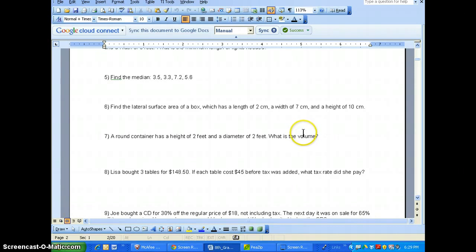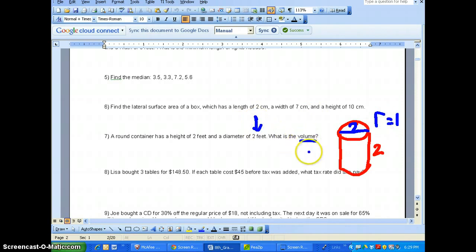Number 7. A round container has a height of 2 feet and a diameter of 2 feet. What's the volume? Well, a round container is also known as a cylinder. So it's got a height of 2 feet, and the diameter, the distance across here, is 2 feet. If I know the diameter is 2 feet, then the radius has to be what? Yeah, radius has to be 1.